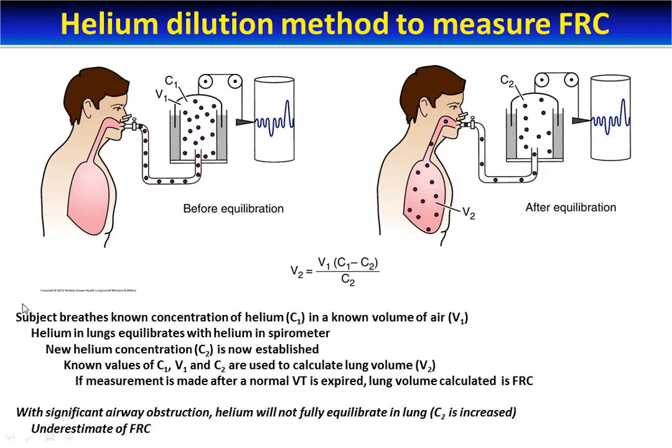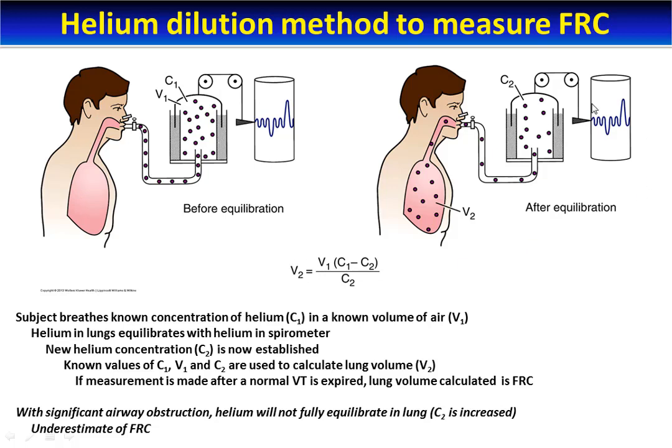Now this subject breathes a known concentration of helium, which is C1, in a known volume, which is V1. So this is C1 and this is V1. This is the known amount of helium which was originally present in the spirometer. Now we ask this subject to breathe in. So now helium is going to be distributed over an additional volume, V2, which represents the functional residual capacity. And we can use the same concept now.